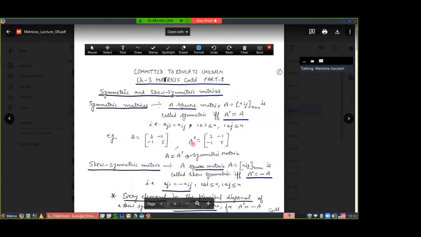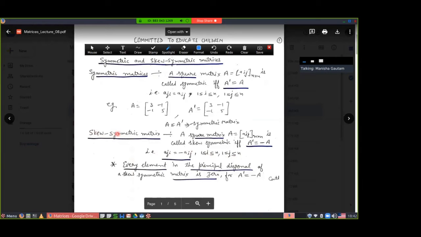Take the transpose of it, change the rows into columns. The first row becomes the first column, the second row becomes the second column. You can observe here that A and A transpose are both the same matrix. After transpose, you get the same matrix A again. It means the transpose of the matrix comes out to be the same matrix. Then such types of matrices are known as symmetric matrices.